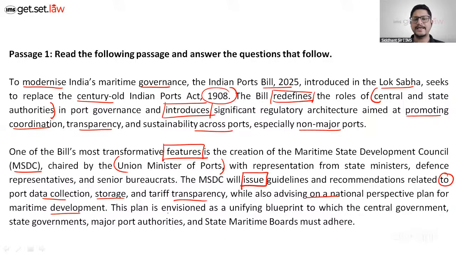Now, the plan is envisioned as a unifying blueprint to which the central government and state governments, major port authorities, and state maritime boards must adhere. So there is a plan which they are highlighting. Okay, what is that plan? A national perspective plan for maritime development. What is this plan? It's not the council or the bill. They are talking about how the council will issue guidelines and recommendations related to an advisory on the national perspective plan on maritime development, and this plan is a unifying blueprint to which central, state, and all the other authorities, state maritime boards will adhere. They are going to follow it.